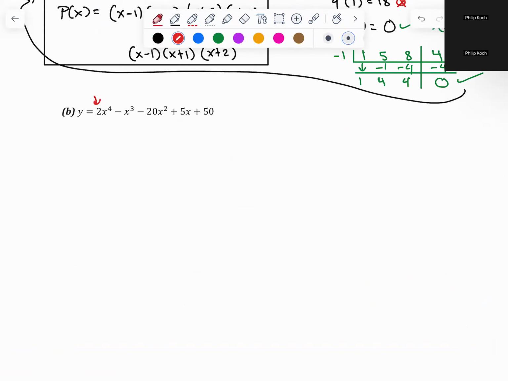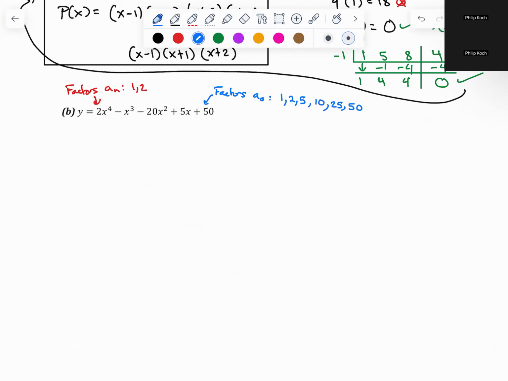So factors of a sub n are 1 and 2. The factors of a sub 0 are 1, 2, 5, 10, 25, and 50. Any other ones? 4 doesn't go into it. 6, no. 7, no. That's it. Yeah. We're still assuming plus or minus as well. Yes. We're going to add the plus or minuses afterward, or right now.